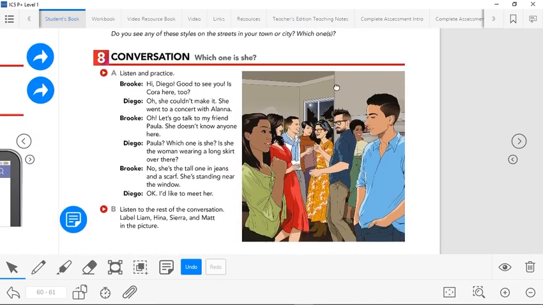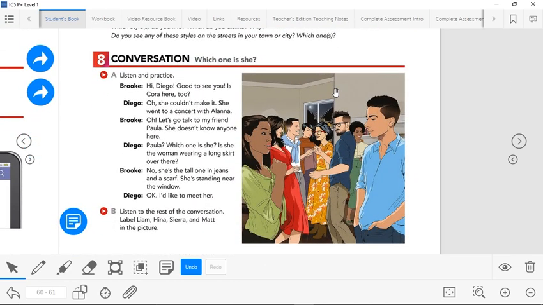Let's continue. Now we're going to have a conversation that is actually modeling what we're going to be seeing in the grammar for today. Its name is Which One Is She? And pay attention to how these two persons identify different people by how they are looking and what they are doing. And pay attention to that because that is exactly what we're going to be doing with the grammar of today. Okay? Let's listen to both parts.